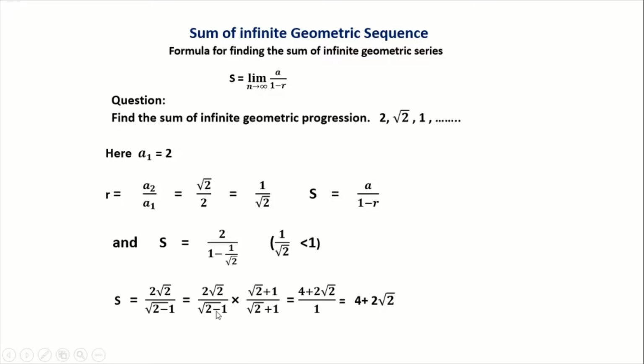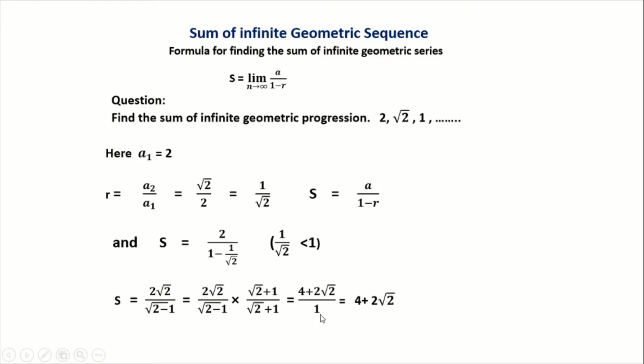The conjugate of this number, 2 square root minus 1, is 2 square root plus 1. After simplification, multiply 2 into 2 square root with this, so it will become 2 square root into 2 square root, 2 into 2, which is 4, plus 2 into 2 square root into 1, over 1.